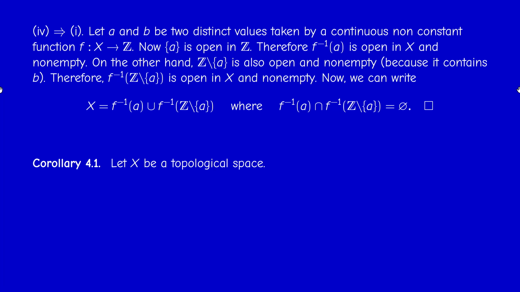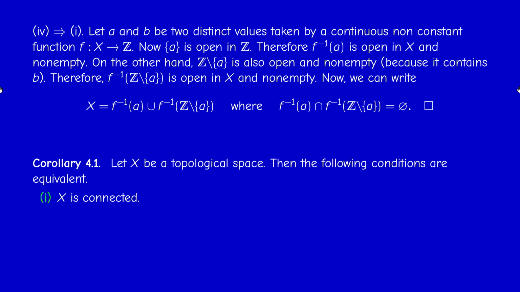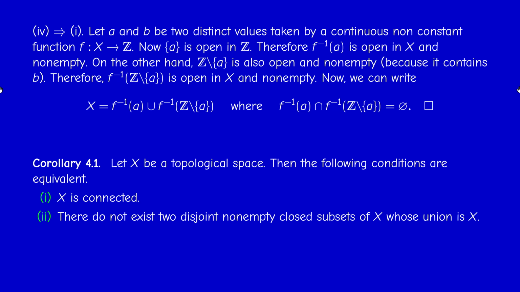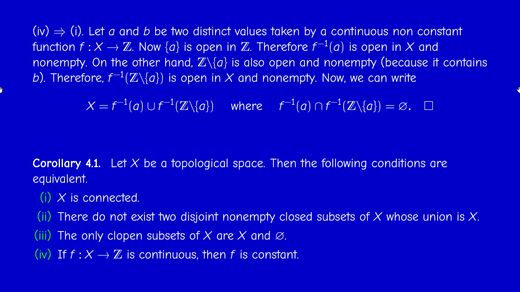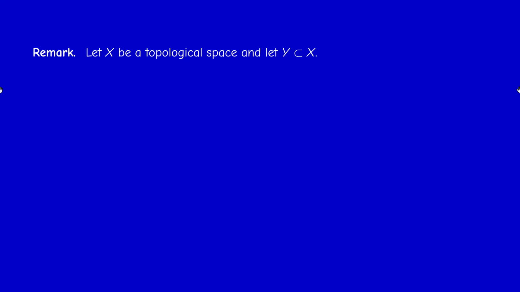Okay, and as a corollary, just negate everything. So a space is connected if and only if there do not exist two disjoint non-empty closed subsets of X whose union is X. If and only if the only clopen subsets of X are the whole space and the empty set. If and only if every continuous function from the space X to Z is necessarily constant. Okay, so just negation of the above. So this is an elementary fact.